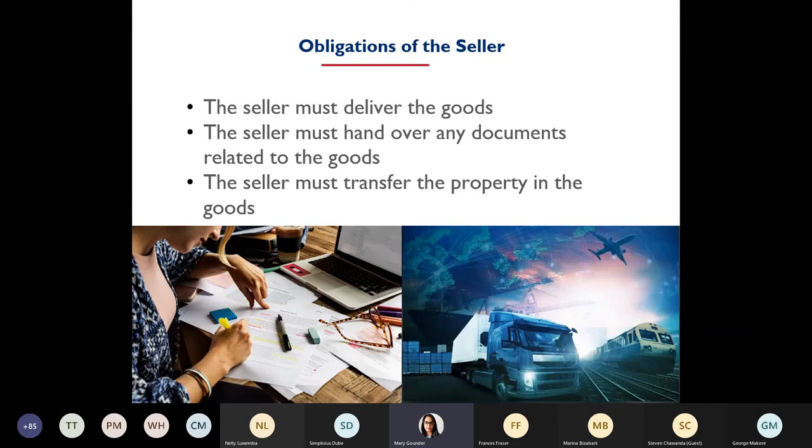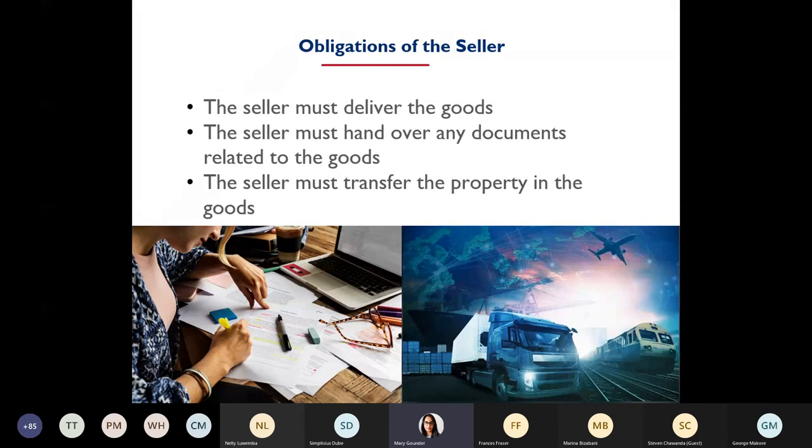You need to transfer the property in the goods. Now, your transfer document, or your bill of lading, usually acts as your title to the goods. We won't go fully into details about bills of lading, but whoever's name is on the bill of lading and whoever holds the bill of lading literally owns the property in the goods.